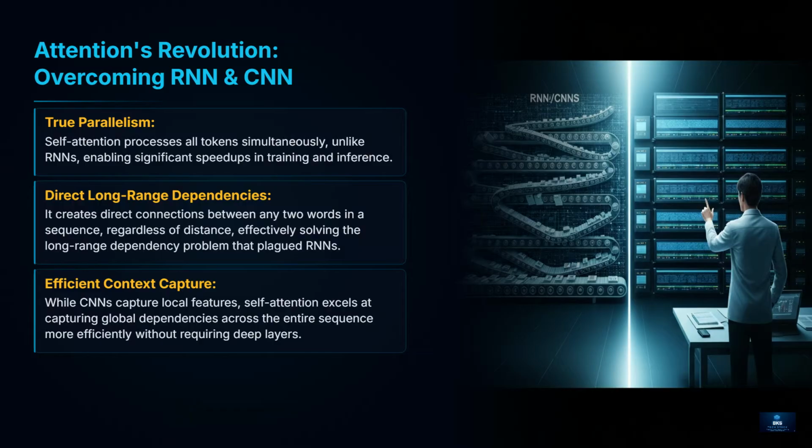This is where self-attention truly revolutionized AI. By allowing parallel processing, it leaves RNNs behind in terms of speed. More importantly, it directly addresses long-range dependencies, ensuring information from the beginning of a text can easily influence the end. This efficiency is what makes self-attention the cornerstone of modern AI architectures.